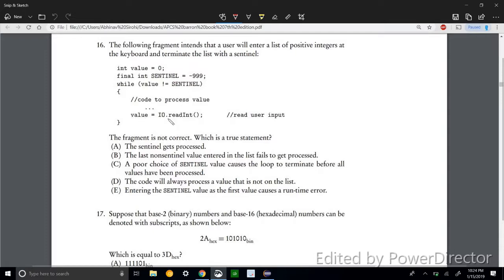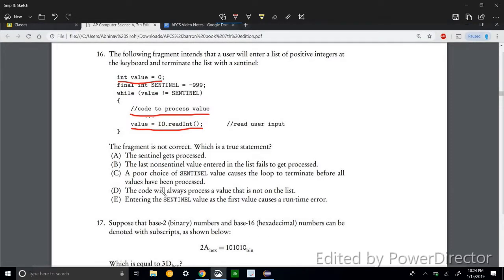Value equals io.readInt. So it reads the user input after the code to process the value. So it doesn't have an input, but it processes the value. It processes the value before the user is able to input anything, and so the value is just 0 every time it runs. And because of that, the answer will be D, because the code will always process a value that is not on the list, because it will process the value 0 and the user won't be able to input their own value.